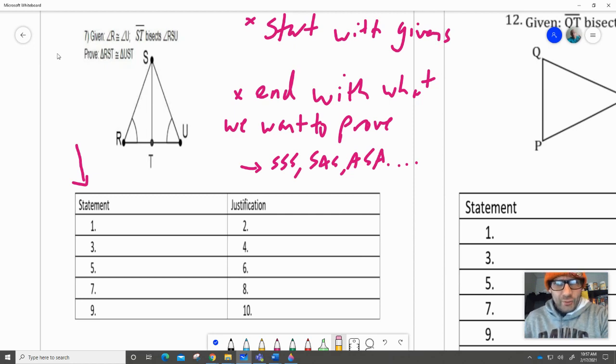So let's do this one together, and we'll do the next one together as well. I'll talk you through how to do these bad boys. Okay. I'm going to erase all this stuff up here. If you need to pause the video, pause the video. If not, we're going to move forward.